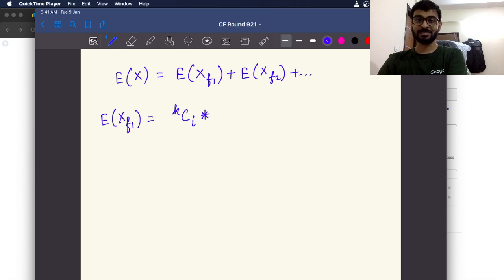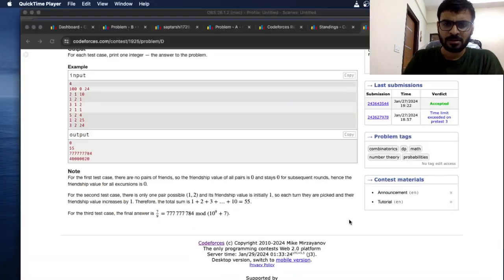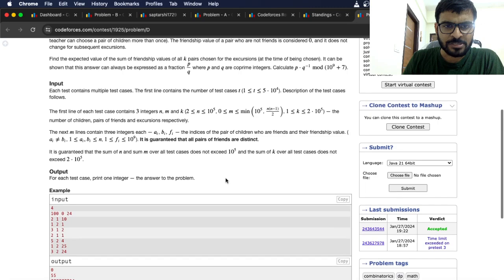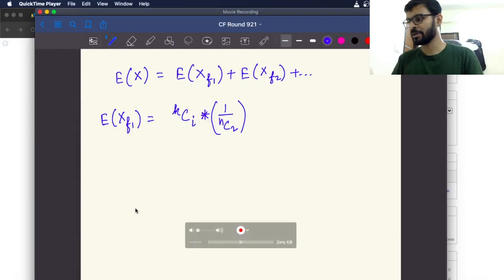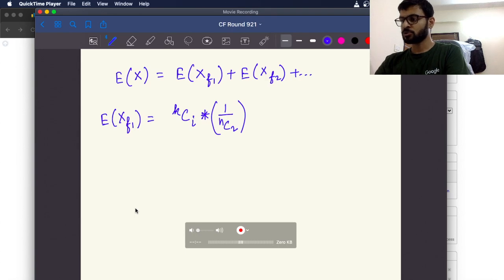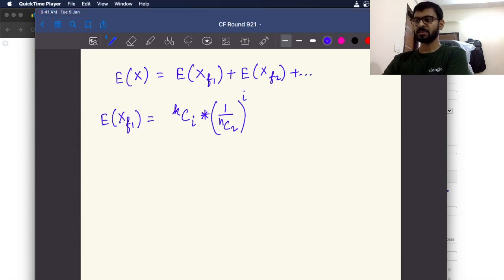How many total pairs are there? So 1 by nC2, right? N is the total number of children, so nC2 is the total number of pairs. So 1 by nC2 to the power i, the number of times it has won.